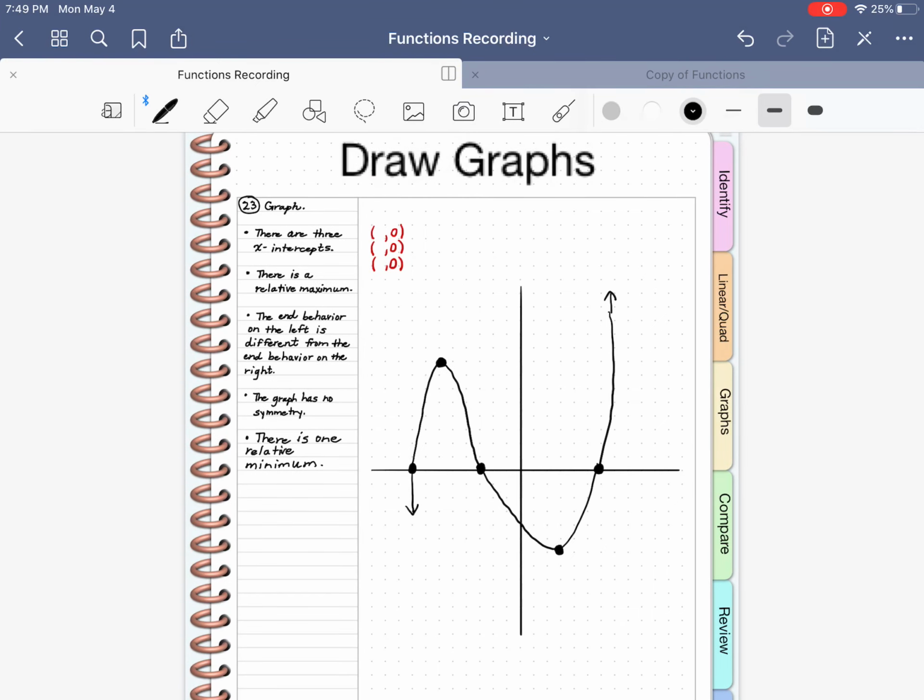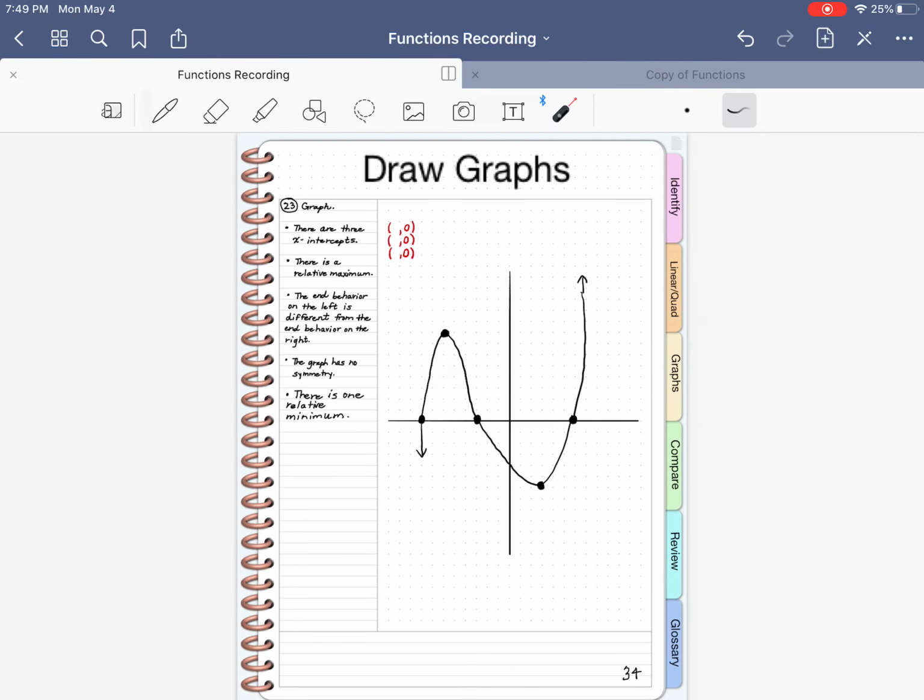Let's check the conditions. 3 x-intercepts. 1, 2, 3. A relative maximum. The end behavior on the left is different than the end behavior on the right. No symmetry, and one relative minimum. So as long as my graph fits all of those conditions, it is an acceptable answer.